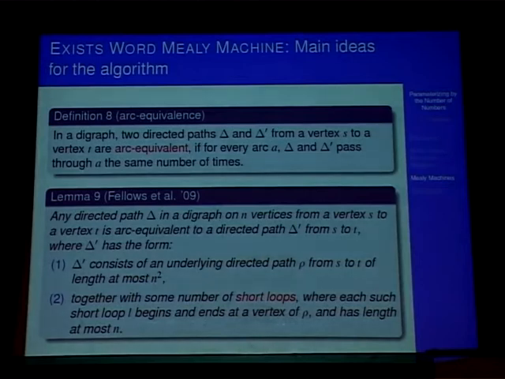which has some short loops, where each of these loops begins and ends at the same vertex of this underlying path of length at most n squared. And each of these short loops has length at most n. So we'll get a path in the graph, and on this path, we have some short loops where these loops can be executed arbitrarily many times, but you always come back to the vertex you started from.